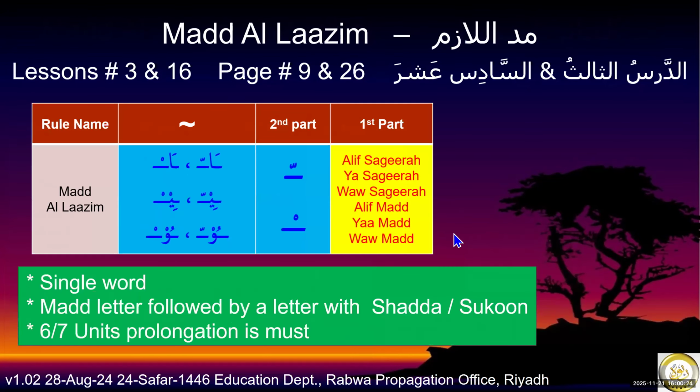And next is the mad letter, or alif sagira, ya sagira, waw sagira. If it is followed by shadda or sukun in any of these two cases, it must be prolonged 6 or 7 units. Again, here also it happens only in a single word. It does not require two words like jaiz munfasil. So whenever it appears like this, it must be prolonged 6 or 7 units.